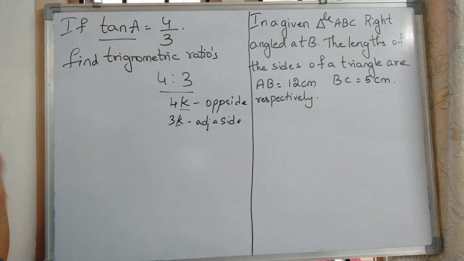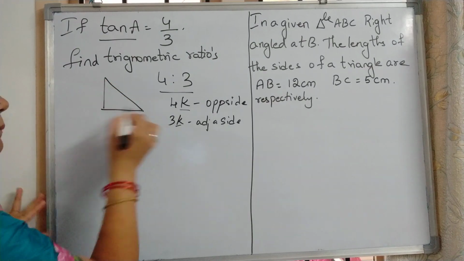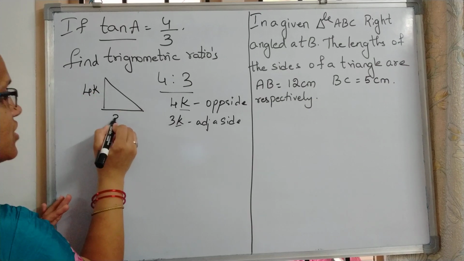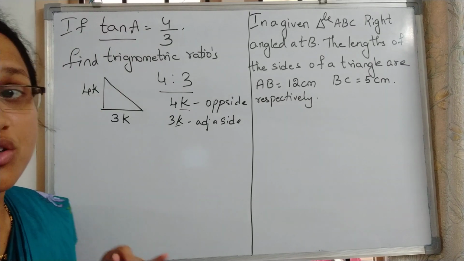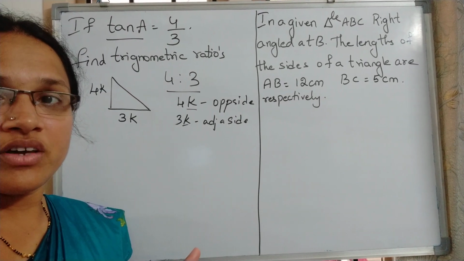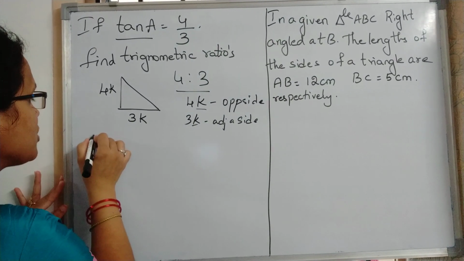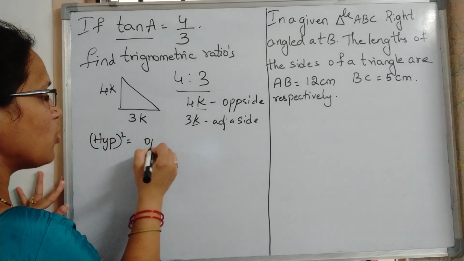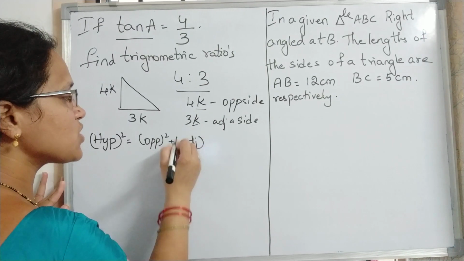Now tan is given as opposite by adjacent. So when you draw the triangle, what will happen? Opposite is 4k and adjacent is 3k. Yes or no? And then we have to find the hypotenuse. Use the Pythagoras theorem and write it. So hypotenuse square is equals to opposite square plus adjacent square.